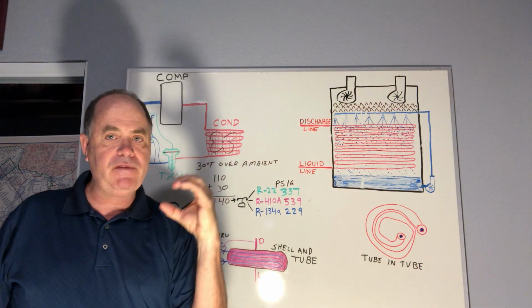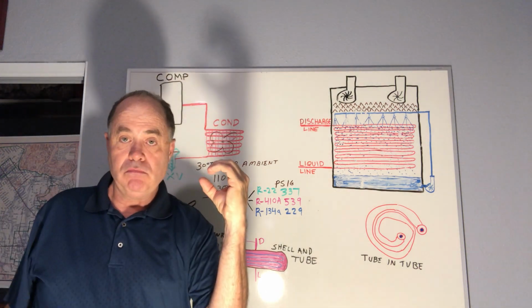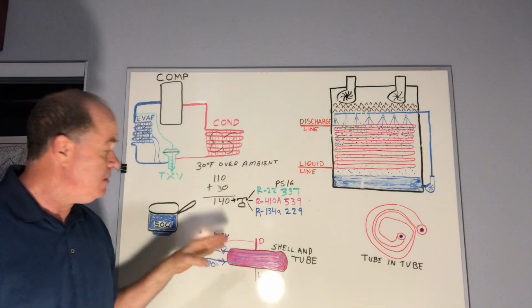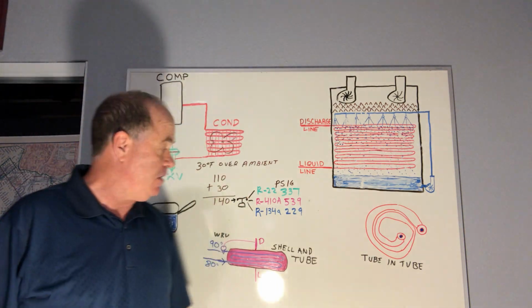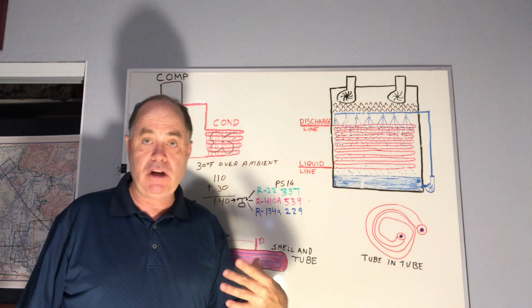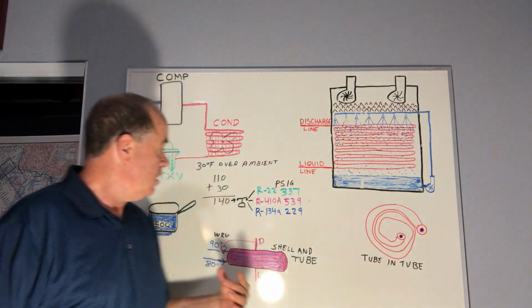So the water regulating valve is very simple, and it's always opening and closing just a little bit to maintain a pretty constant head pressure, and that's nice. That's how we maintain head pressure in water-cooled systems.